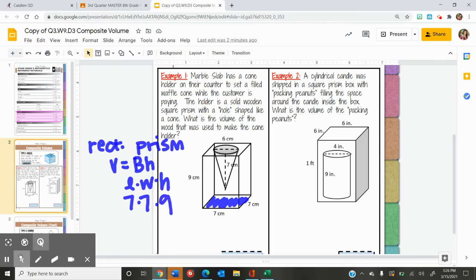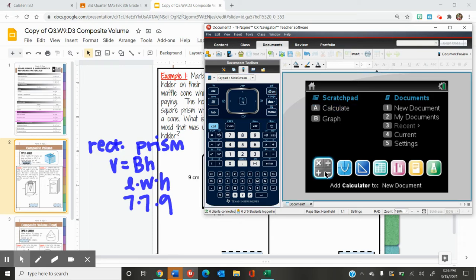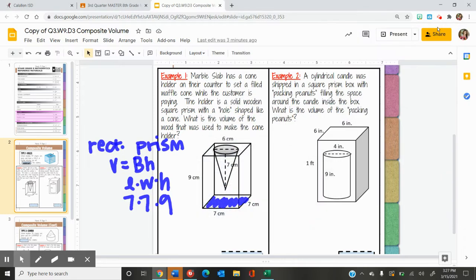So I'm going to go ahead and open up my calculator. I'm going to press the on button, and I'm going to open up the calculator app. And I'm just going to type in 7 times 7 times 9. And here it tells me that the volume of the rectangular prism is 441. So this is 441 centimeters cubed.